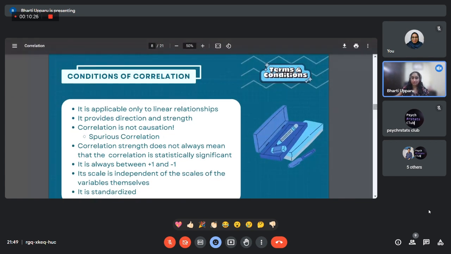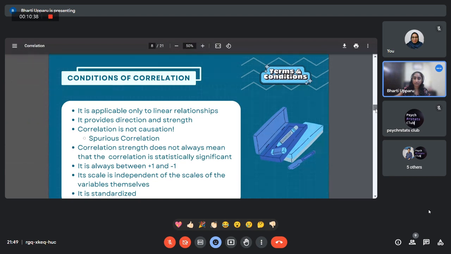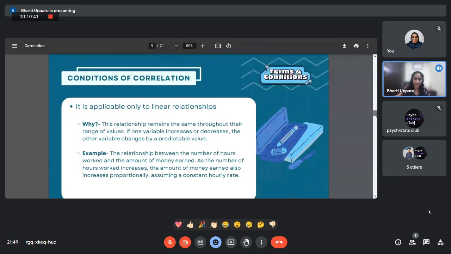So these are the conditions of correlation. I'll not be reading these out loud right now because we could go into detail for each point. The first point is that correlation is applicable only to linear relationships, as we discussed before. It just means that the relationship between the two variables will remain the same throughout their range of values. If a variable increases or decreases, the other variable also changes by a predictable value.